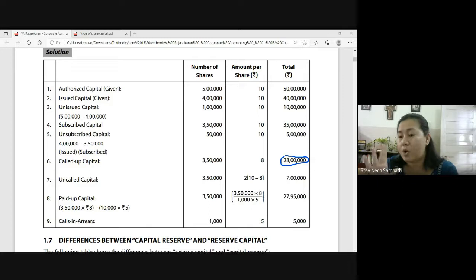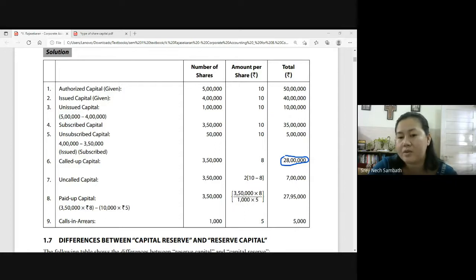There are 1,000 shares for which they only called 5 rupees, but even though they called up 5 rupees, they did not receive that amount. So that amount becomes called in arrears, right? It becomes called in arrears, the amount that is not being paid up. So how much is not being paid up? It is 1,000 shares worth of only 5 rupees they called up.